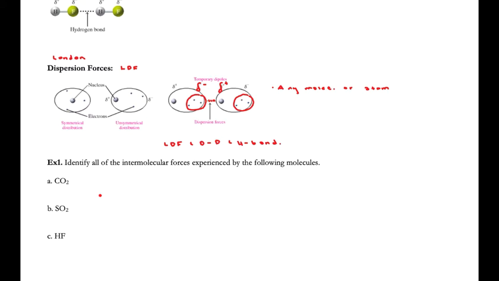Okay, let's look at this first example here. It says identify all the intermolecular forces experienced by the following molecules. So for CO2, I've got to draw this molecule out first. Carbon has 4 valence electrons. Oxygen has 6 times 2, gives me a total of 16. Carbon's my central atom. So when I draw this out and make everyone happy, what you'll notice is that I am right now using too many electrons. I'm using 20, I believe. Let's see, 2, 4, 6, 8, 10, 12, 14, 16, 18, 20. I'm using too many, which means I need to get rid of 2 sets of lone pairs in order to create a double bond.